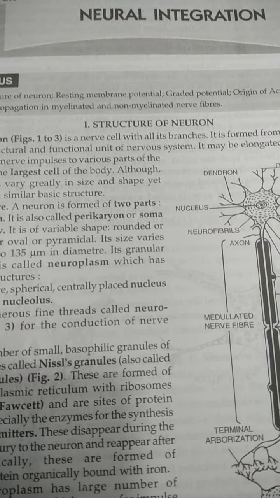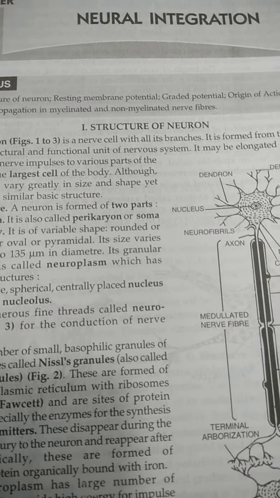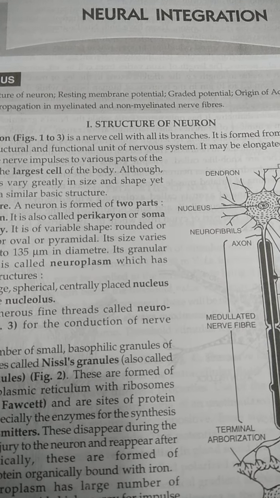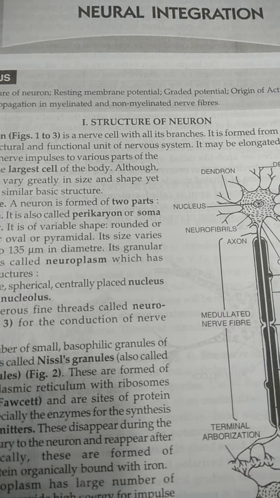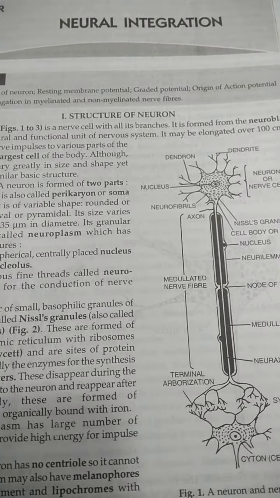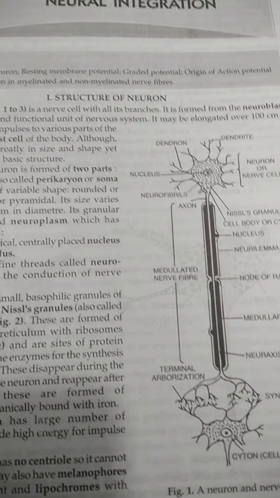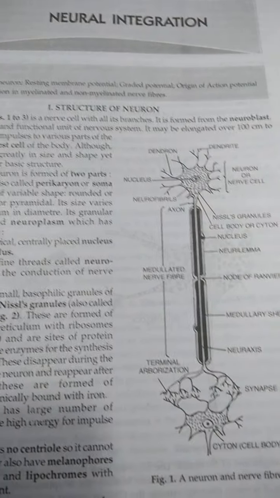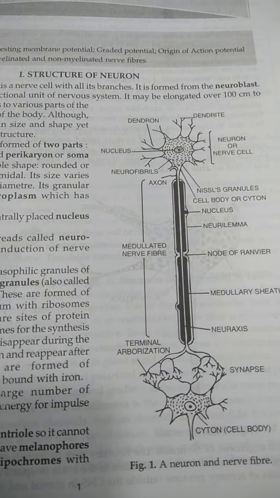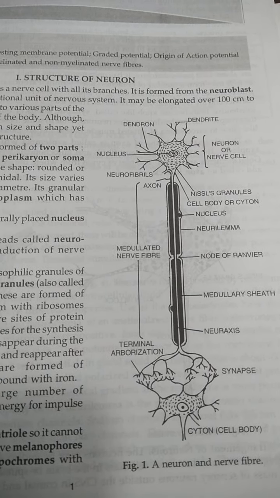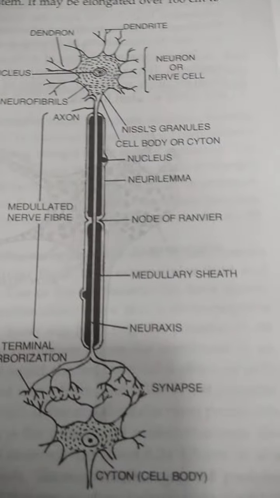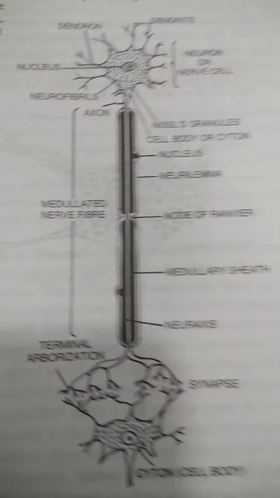So we are going to follow exactly whatever is written in the syllabus. In books there are so many other things given, so I'll be following only the things which you have in your syllabus. And this is not a new chapter for you. You have already done it in your 11th and 12th classes. Here you can see the structure of the neuron. This is the diagram, and I'm going to show you with the help of my pen.